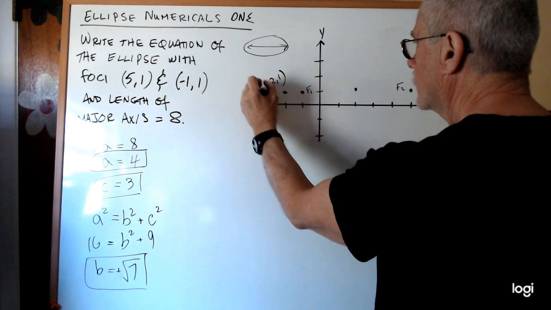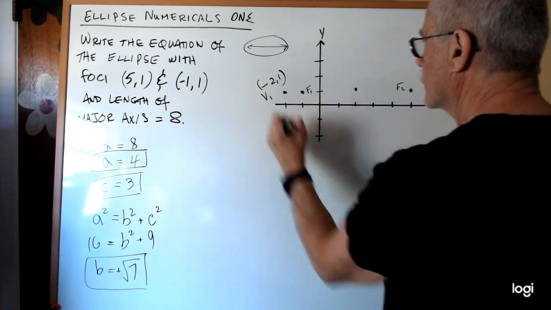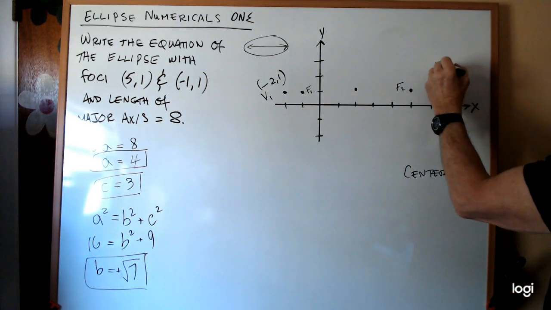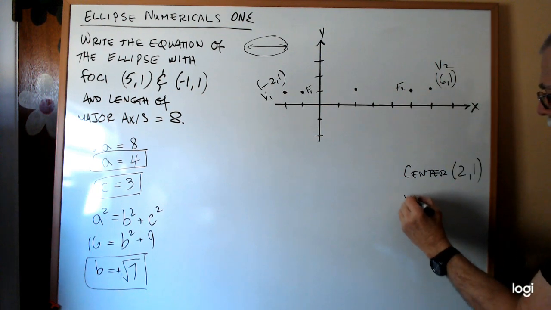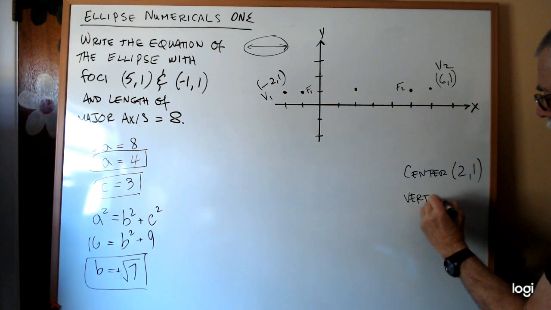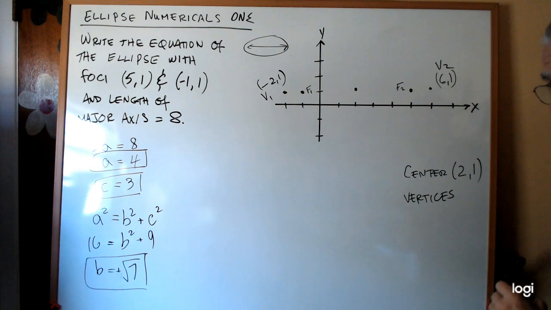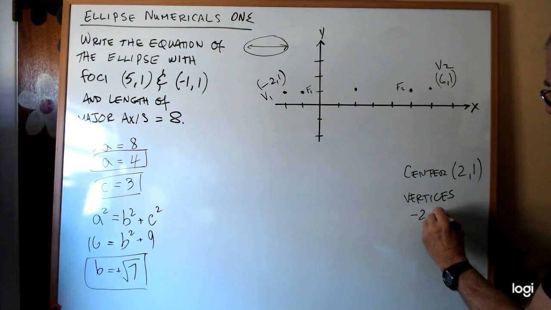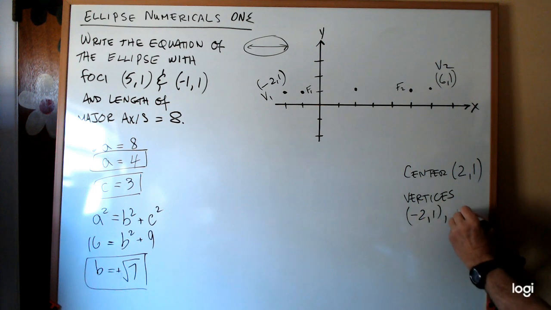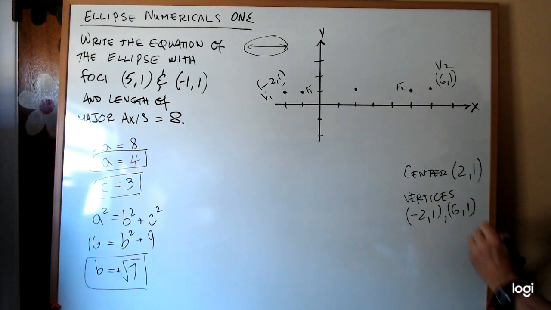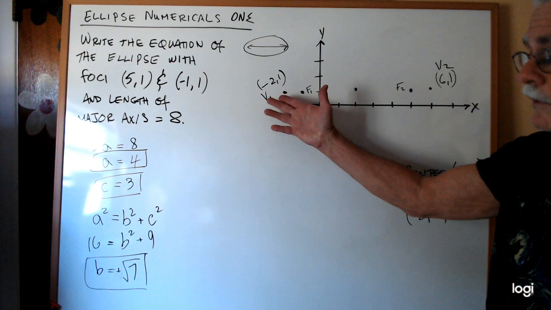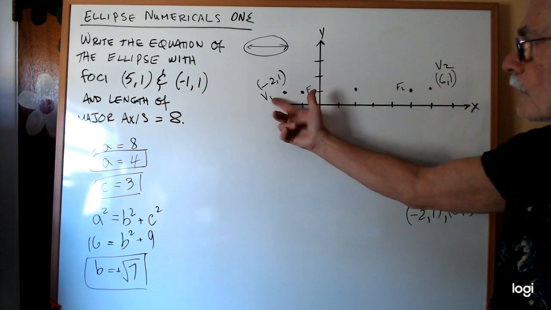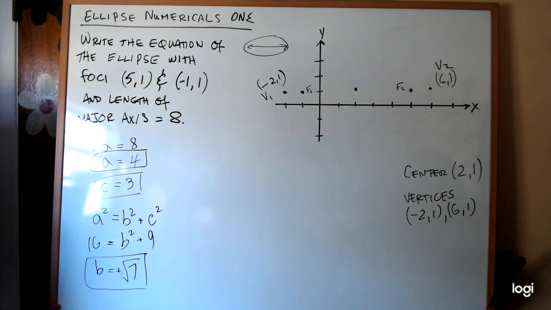Okay, so this we'll call vertex 1, and this we'll call vertex 2. One of the things we're going to need to do when we do a problem like this is indicate the vertices. So the vertices are (-2, 1) and (6, 1). It doesn't matter whether you call this vertex 1 or 2. I'm just sticking with the notation here.